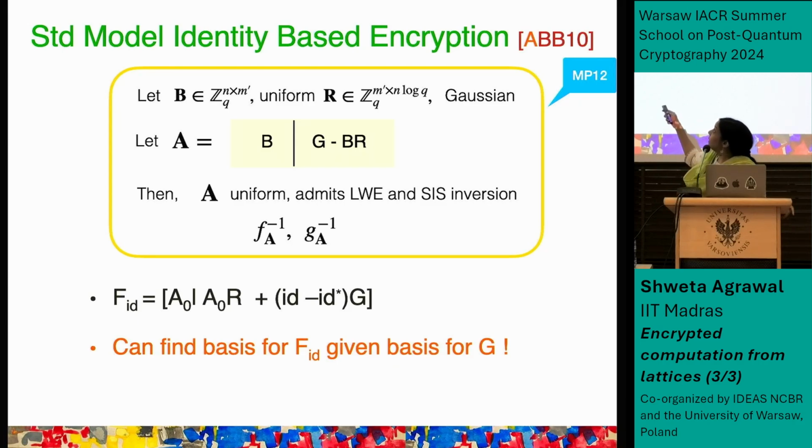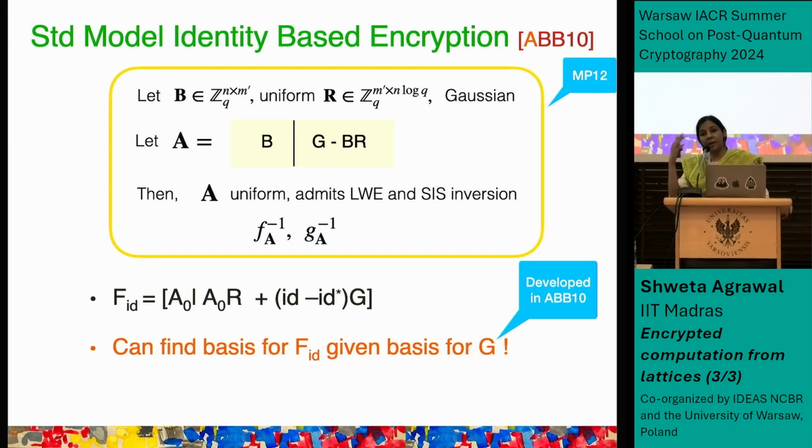So this is G minus A0 times R. This is something times G plus A0 times R. So plus minus, anyway, it will not matter, and scaling it also will not matter. I did not argue that, but let's ignore that for now. Okay, so this technique was developed in ABB 10 and in fact was generalized into a general trapdoor sampling algorithm in MP12.